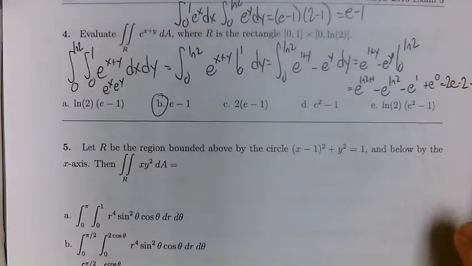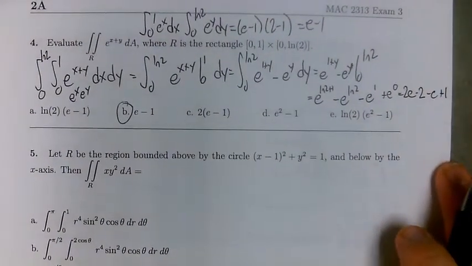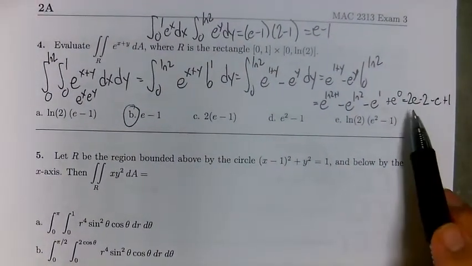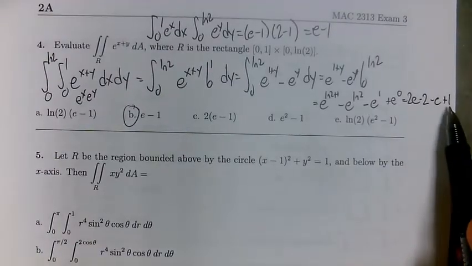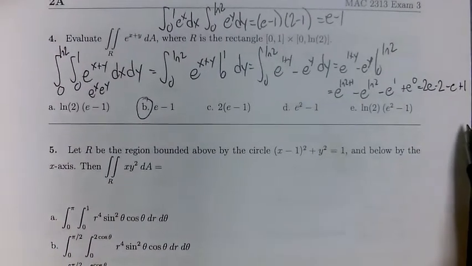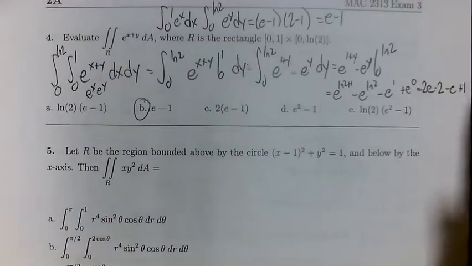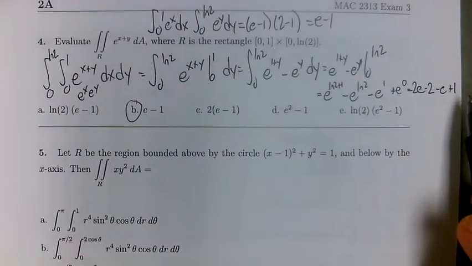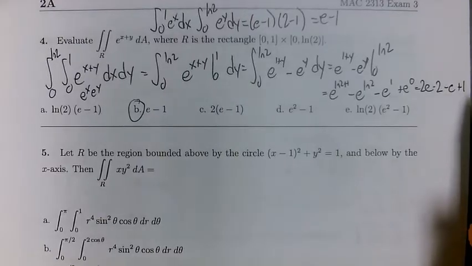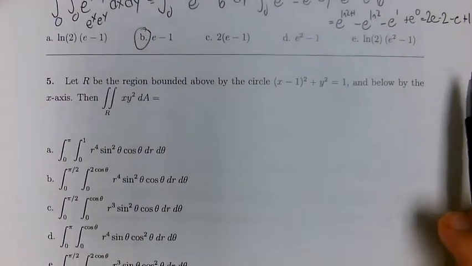It looks like I wasn't able to get all of my work over here. So this ended up being 2e minus 2 minus e plus 1 over here on this side. You did it the long way. All right, let me shift it over so we can include that stuff. There we go.